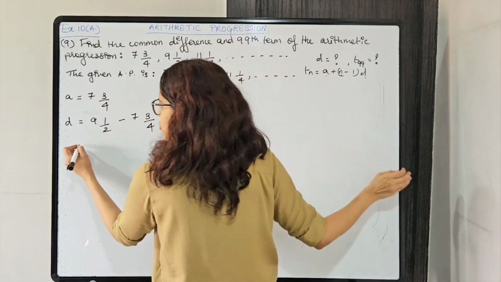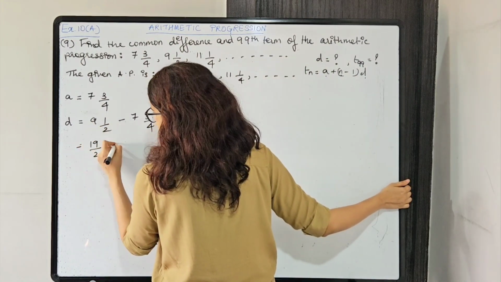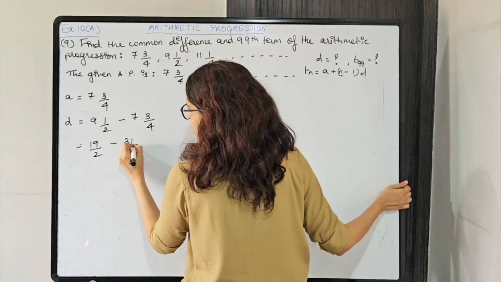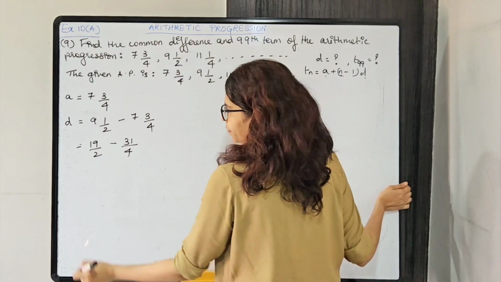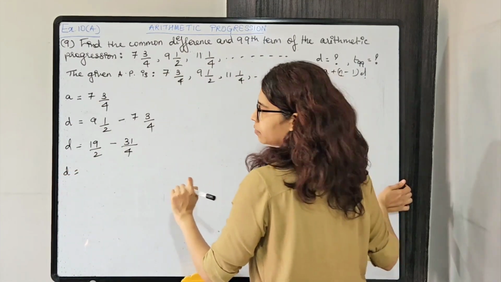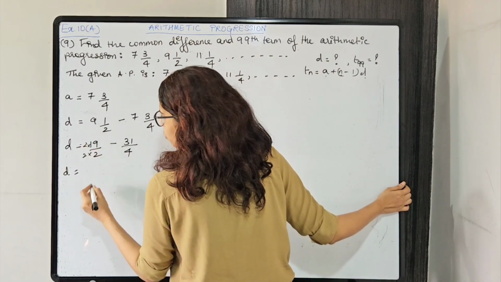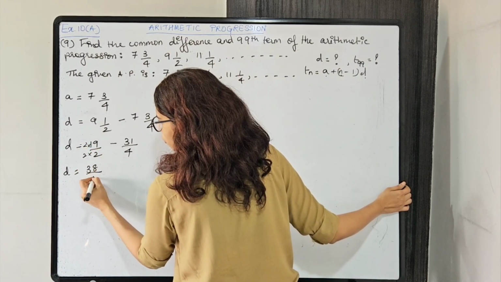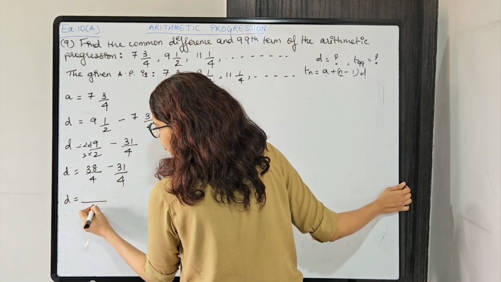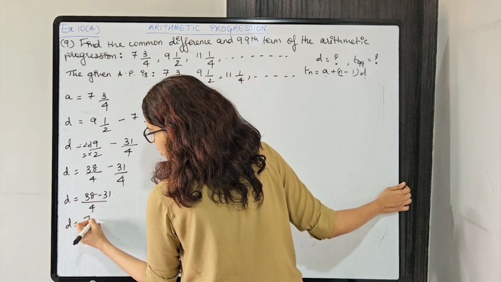ओके, सो 2 9s are 18, 18 plus 1 19 upon 2. 4 7s are 28, 28 plus 3, 31/4. So LCM लेंगे, okay, multiplying and dividing by 2 over here. So 38/4 minus 31/4 हो जाएगा. Taking common denominator, 38 minus 31 will give 7/4.